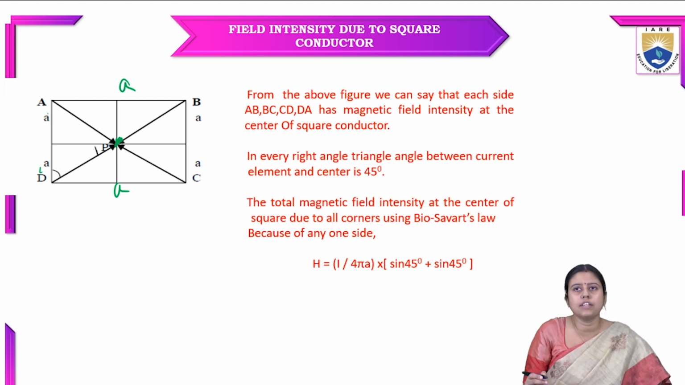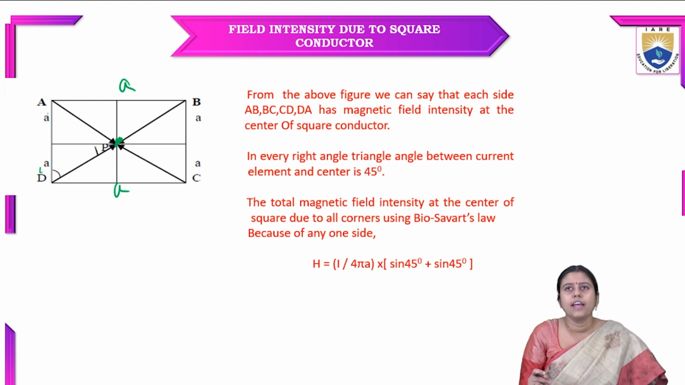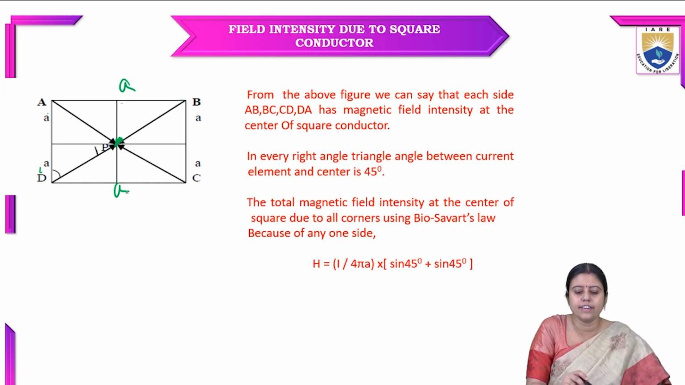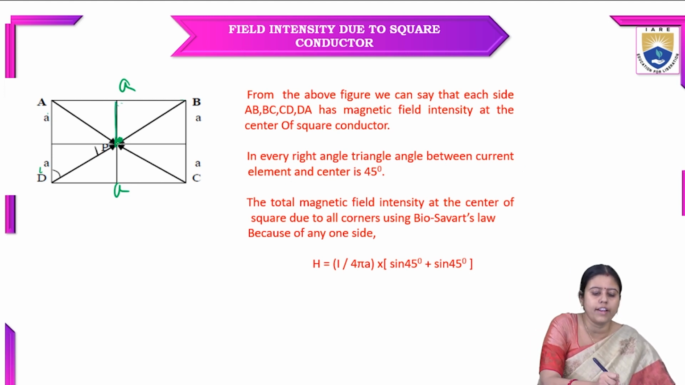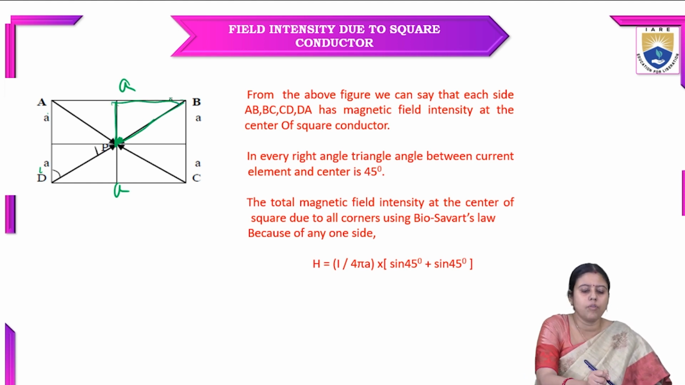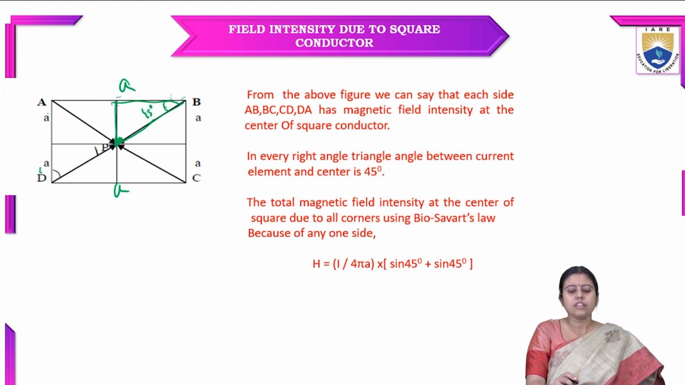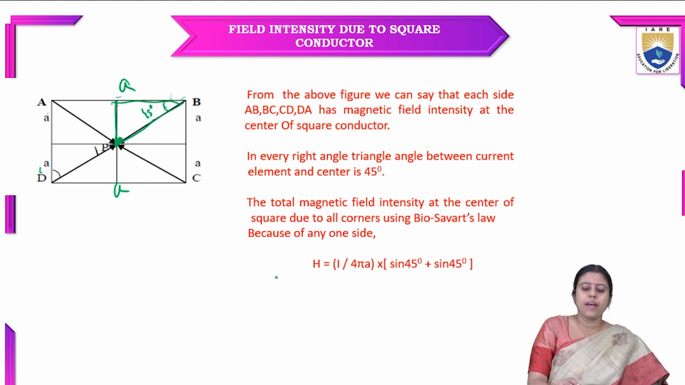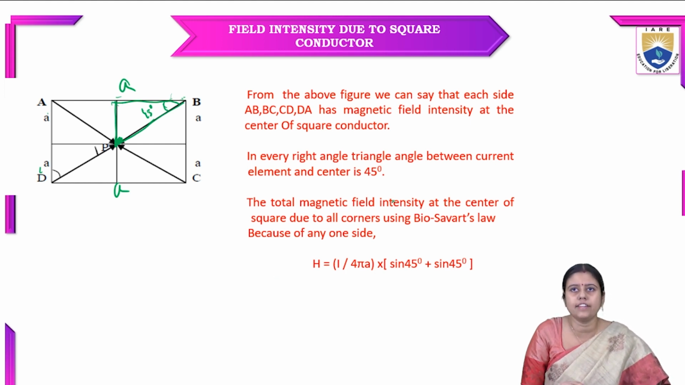So again we are using the same formula, I dl sin theta. In every right angle triangle we will get a right angle triangle between the current element and the center. So all we are getting here is a right angle triangle. So what is this angle? As this side is A, this side is also the same. So this is 45 degree.